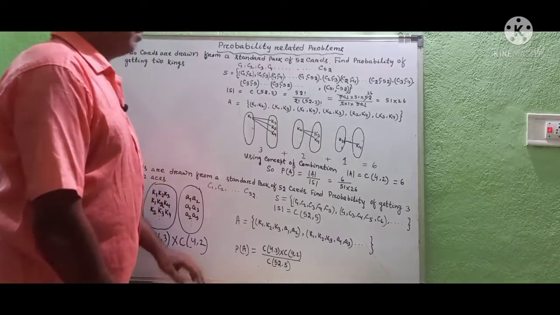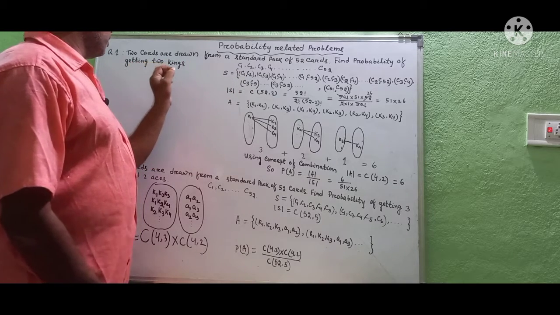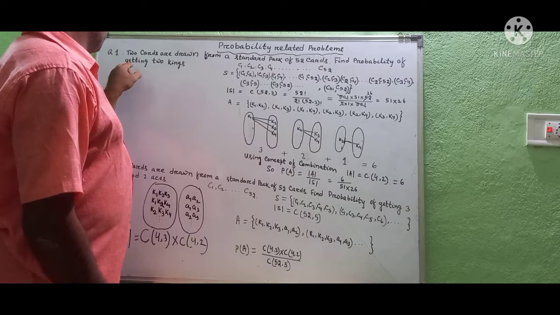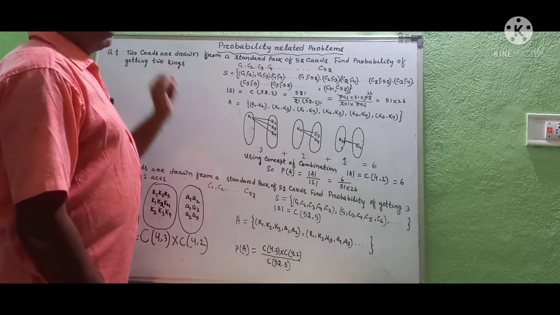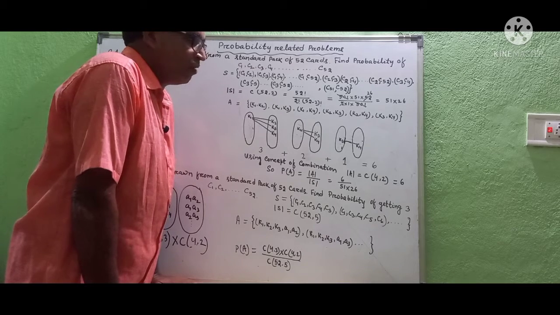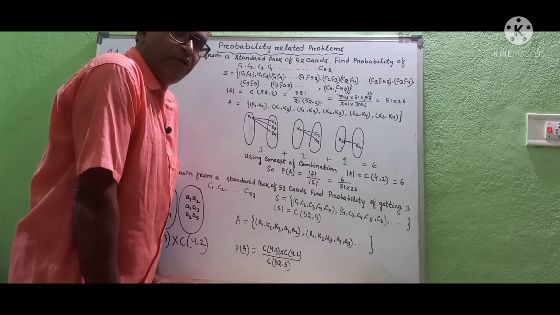Find probability of getting two kings. That means the event is like this: getting two kings. Right? This is the event. Event, you know, any subset of sample space is called event.